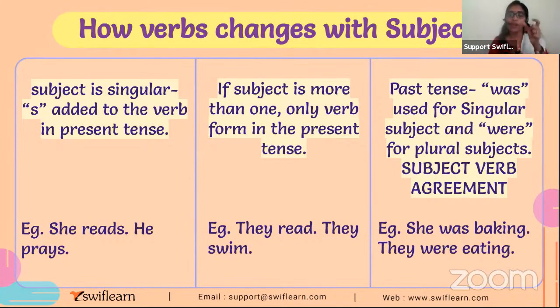For example, again I repeat: if the subject is singular, the verb should be what? Was. If the subject is plural, the verb should be were in past tense. So I hope this is clear, students. This is the basic thing, how verbs change with the subject. Now this is clear?